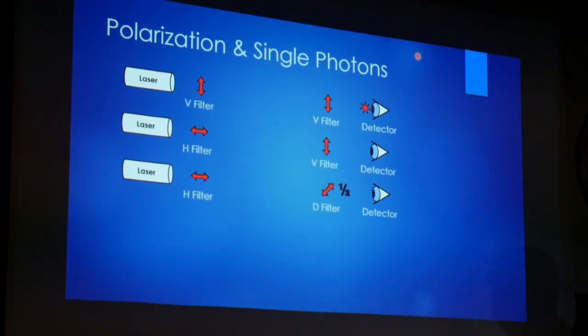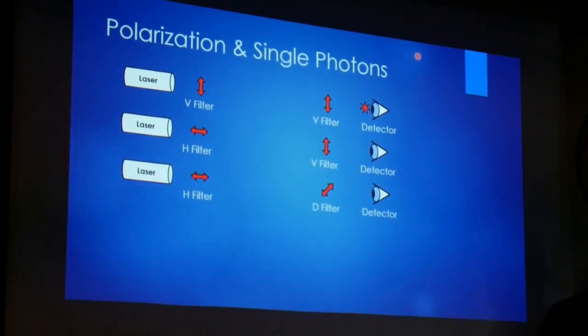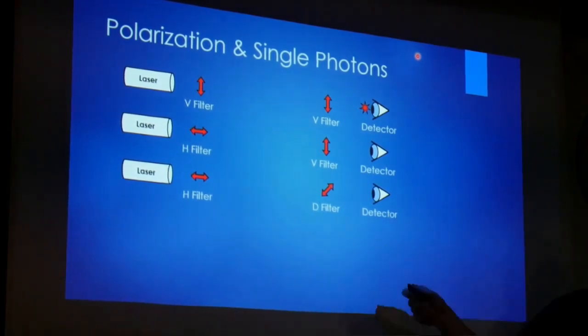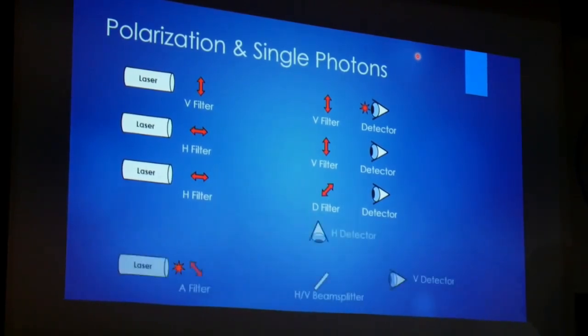Boom. Half the time it will pass, and the other half of the time it will get blocked. Remember, we can't have half photons, so the only thing left is half the time it blocks and half the time it doesn't. And it's random, 100% random. Remember that we want randomness for our quantum key distribution stuff.